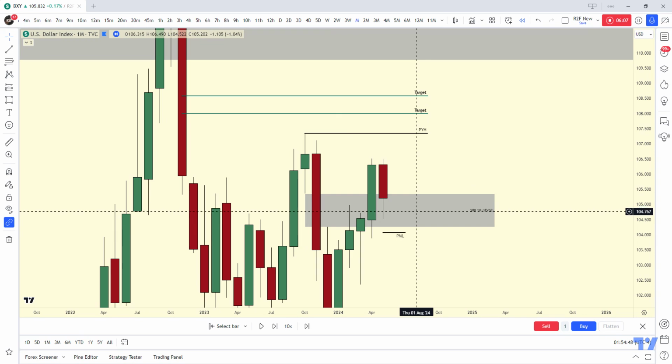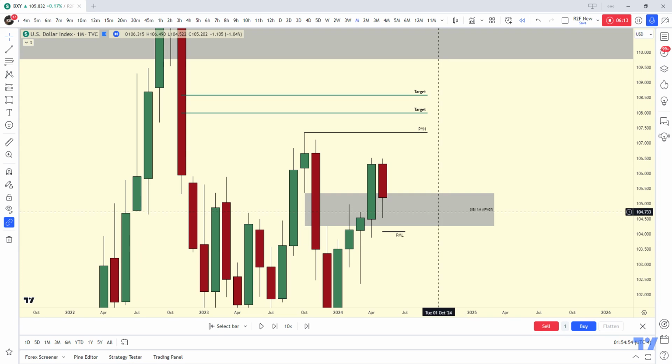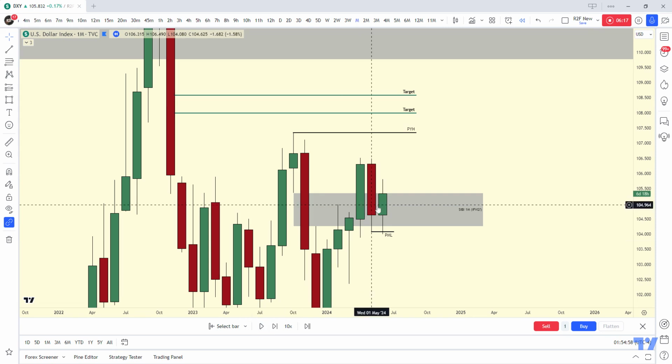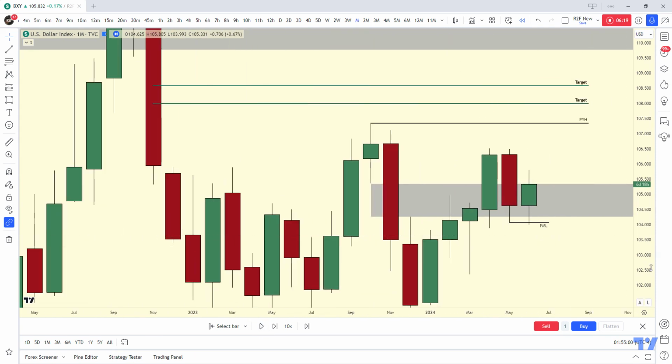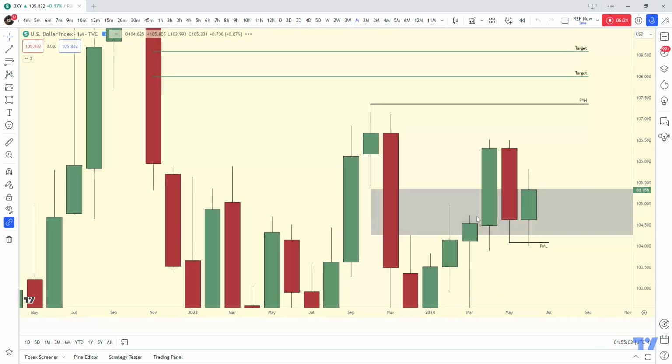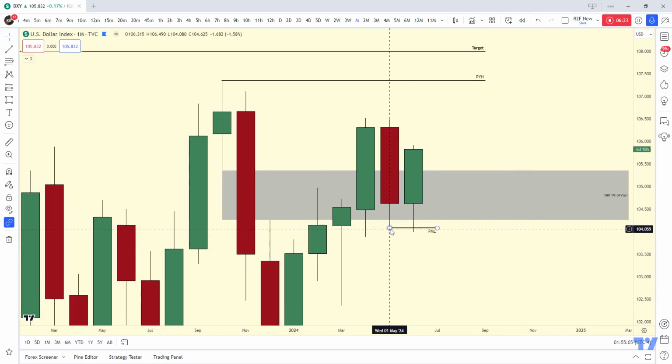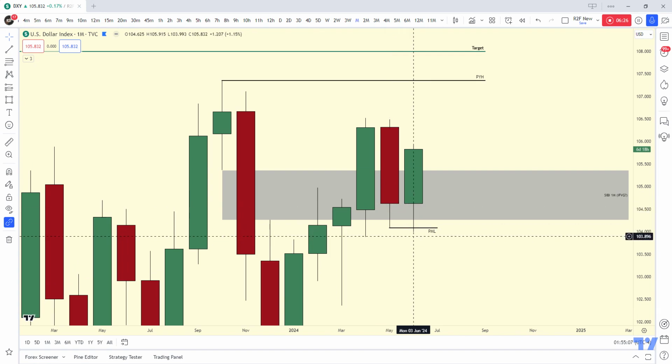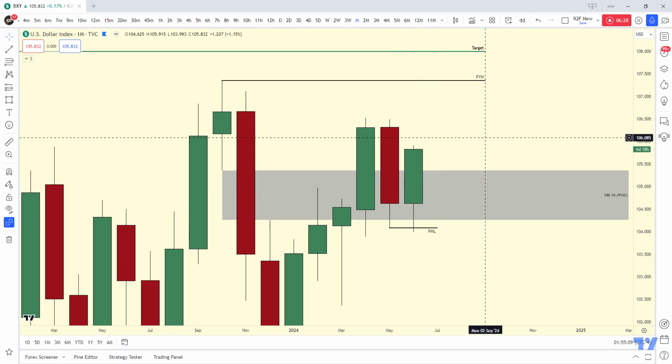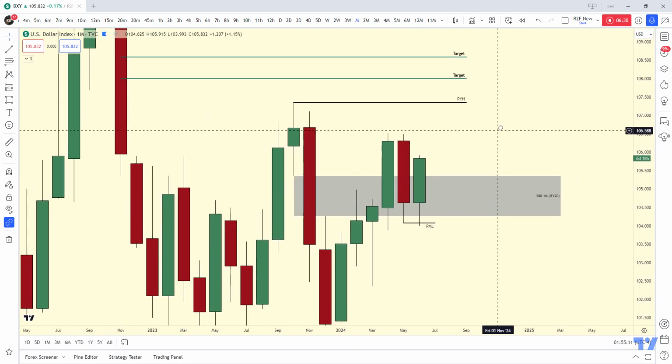So now again, I don't want to see the bodies closing too much below the midpoint. If it does close below the midpoint, I'm going to be extra careful. In this case, it does close a little bit below the midpoint. Okay, and we see the month that we're in now, June. Price opens, takes out the low, and then starts expanding higher.